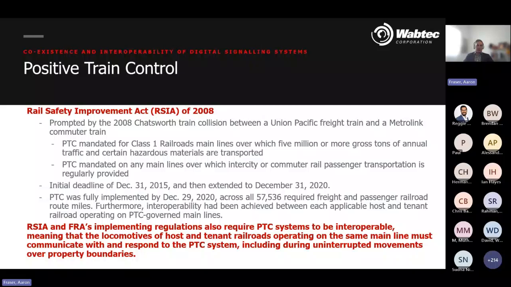The original compliance deadline was a lofty ambition of achieving full rollout throughout the United States by December 31st, 2015, but it was later extended to the end of 2020. By December 29, 2020, PTC was fully deployed on over 57,000 route miles, with one of the most critical achievements being interoperability. It must be noted that interoperability was not just a best practice that was aimed to be achieved by the suppliers and by the railroads. It was a regulatory requirement vital to achieving uninterrupted and safe train movement across the national rail network.